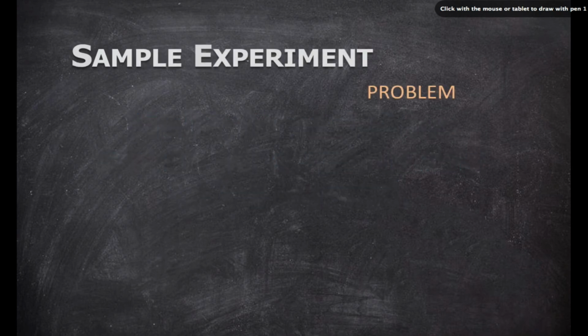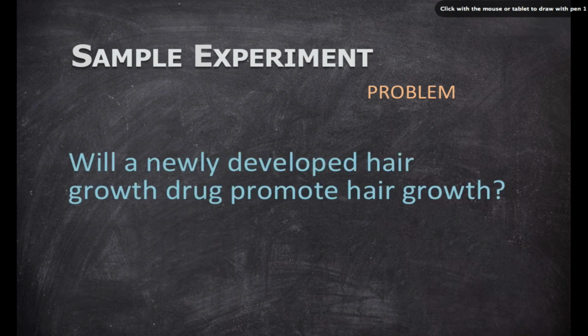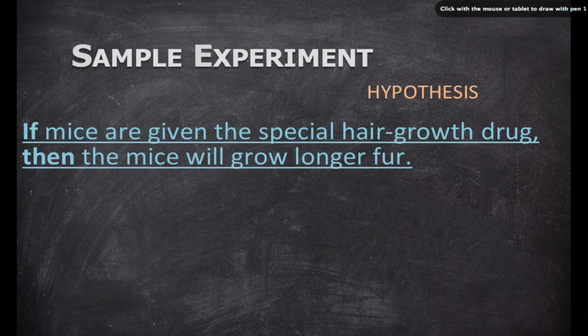All right, so let's take a look at a sample experiment. So let's develop our problem here. Will a newly developed hair growth drug promote hair growth? So here's a potential hypothesis. So let's say we're testing this on mice. So if mice are given the special hair growth drug, then the mice will grow longer fur. There's that using that if-then format, and remember, a hypothesis is in the form of a statement, not a question, and this is something that we can test.